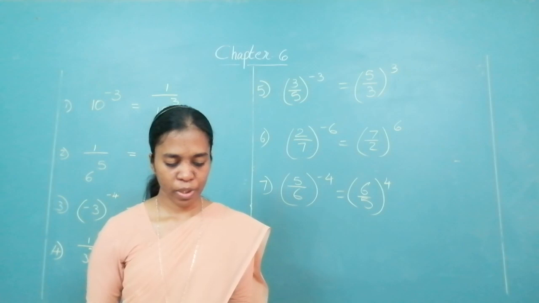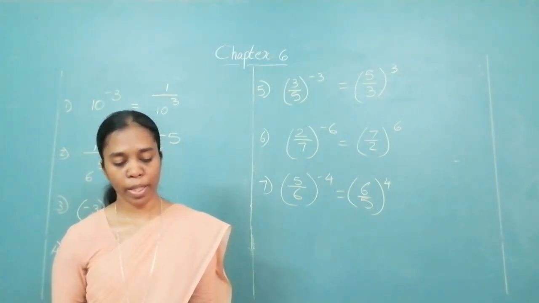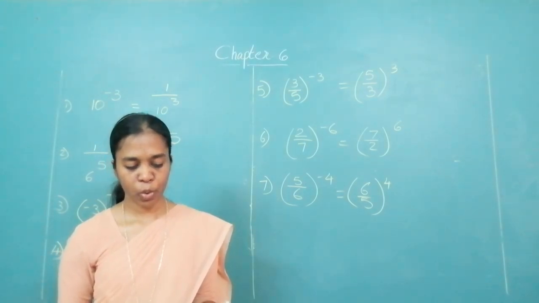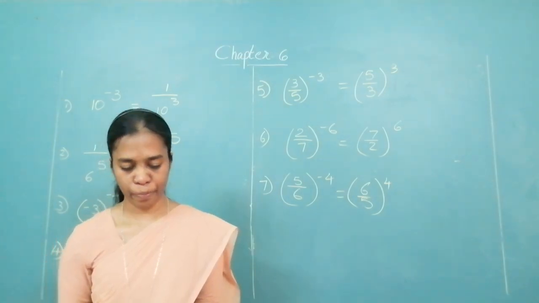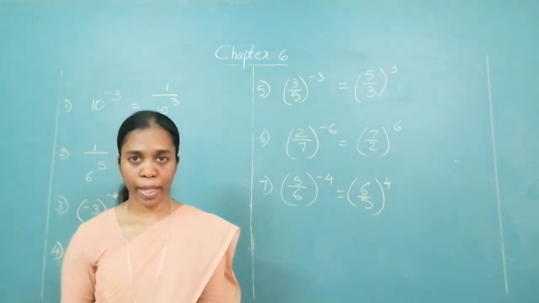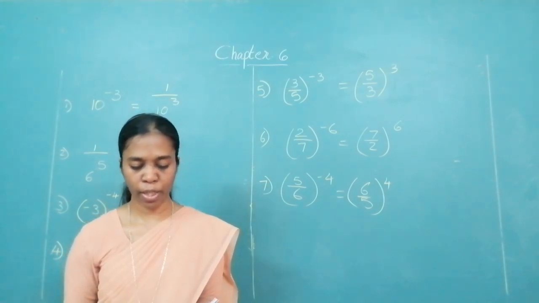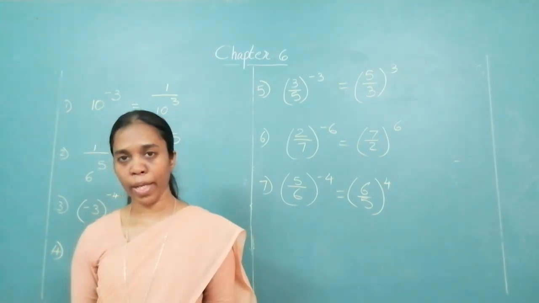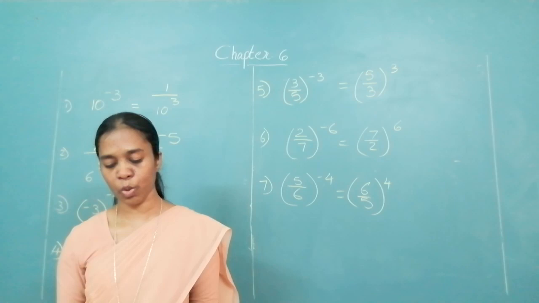Then you have 2 more over there. ab raised to m is equal to a raised to m into b raised to m. a upon b raised to m is equal to a raised to m upon b raised to m. a raised to m raised to n is equal to a raised to mn. a upon b raised to minus m is equal to b upon a raised to m.